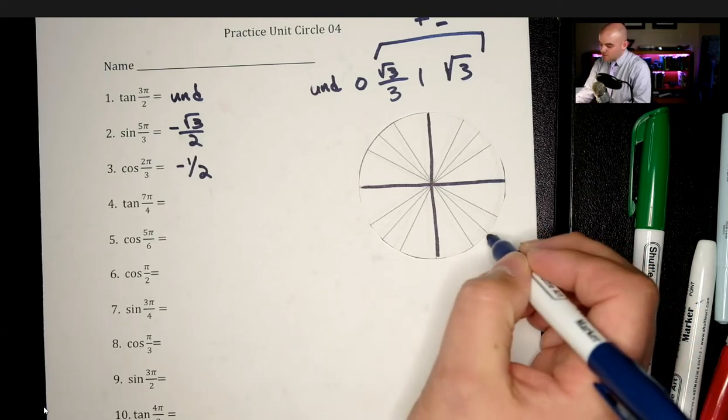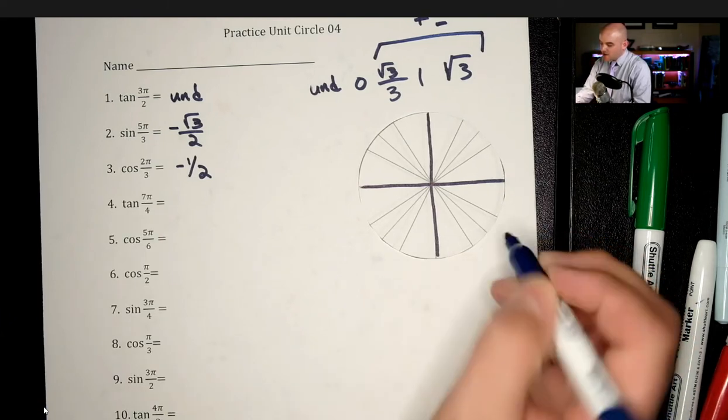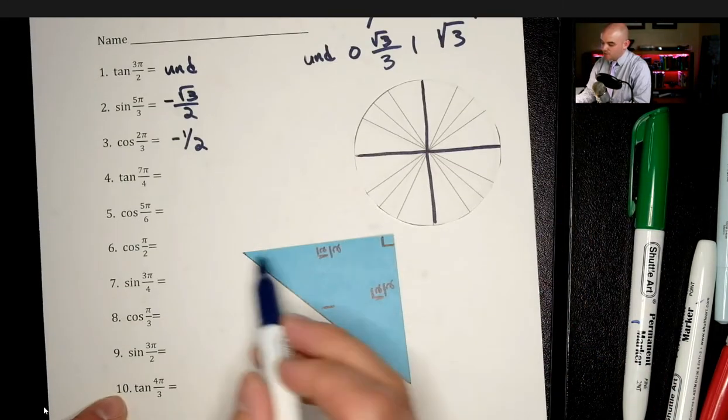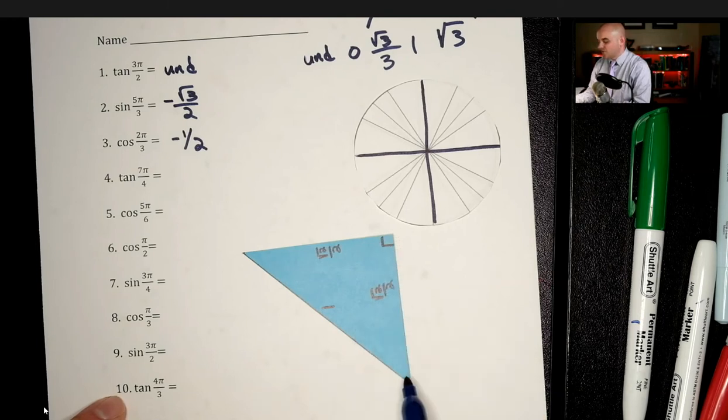The tangent of 7 pi over 4. 7 pi over 4 is at 45, 45, 90 right here. And think about the slope on that 45, 45, 90. If it's oriented like this, you go positive root 2 over 2, negative root 2 over 2.